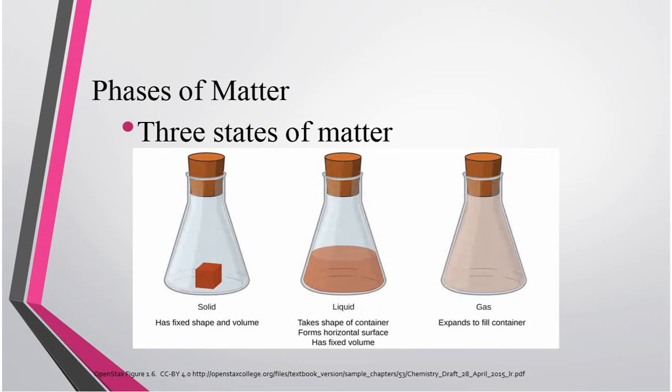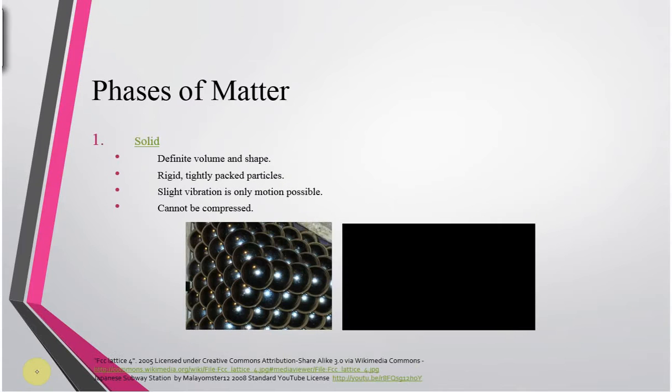A liquid, on the other hand, is going to take the shape of the container. It's not taking up the entire volume, just the shape. And so you could take this liquid and pour it into a cup, into a graduated cylinder, into a vase. It's just going to take the shape of that container. It has a fixed volume, though. A gas, on the other hand, will take the shape and volume of any container it's in. It's really a variable type of phase.